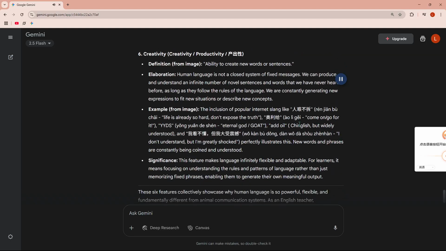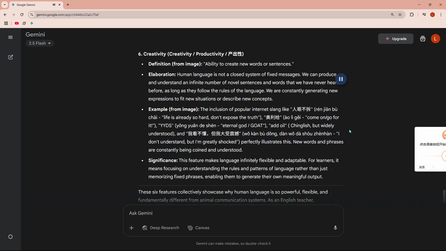Example, from image: the inclusion of popular internet slang like Renjian Bu Chai, life is already so hard, don't expose the truth. Ao li gei, come on, go for it. YYDS, Yong Yuan De Shen, eternal god, GOAT. Add oil, Chinglish, but widely understood. And Wo Kan Bu Dong, Dan Wo Da Shou Zhen Han: I don't understand, but I'm greatly shocked, perfectly illustrates this. New words and phrases are constantly being coined and understood.